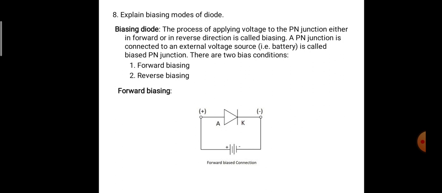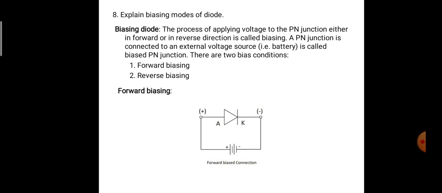Explain biasing modes of diode. The basic definition of biasing diode: the process of applying voltage to the PN junction either in forward or in reverse direction is called biasing. A PN junction connected to an external voltage source, that is a battery, is called a biased PN junction. There are two bias conditions. The first one is forward biasing, the second one is reverse biasing.